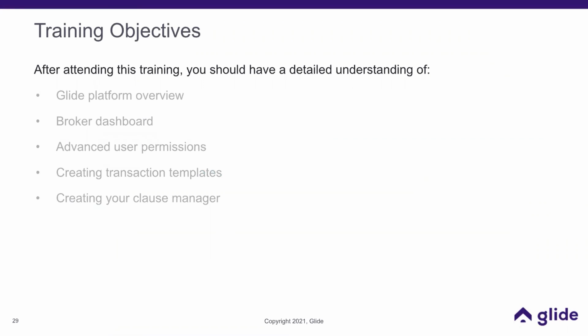So for today's training, we first looked at our Glide platform overview. We next went in to show you how to create the broker dashboard, invite your members, create your groups, create your offices. We showed you how to give admin permissions to a user to make sure that they can also invite members, create groups, and create offices. Then we went through and showed you how you can create transaction templates, how to create clauses within your clause manager, and then we ran through an example of what it looks like for an agent to use your transaction templates and insert a clause into a document when they're filling it out.